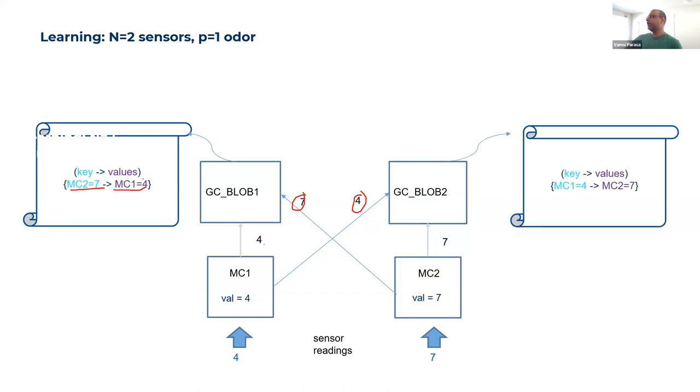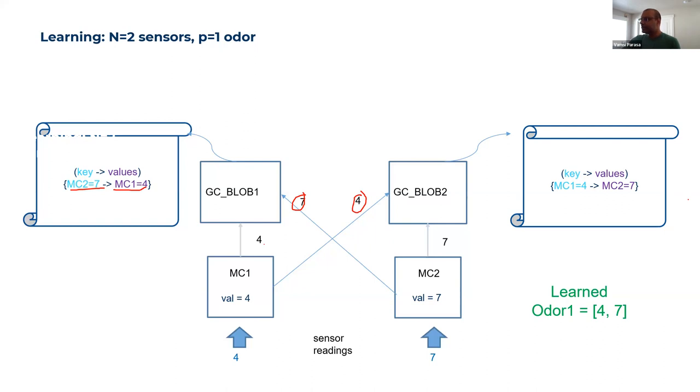And the same thing, the GC is creating a map. It's storing a hash map. It's saying that if my local value MC2 is 7, my distant MC1 value is 4. It's just creating a mapping. This is just learning, just memorizing this thing. Learning doesn't really look so exciting, but it's just memorizing this mapping.